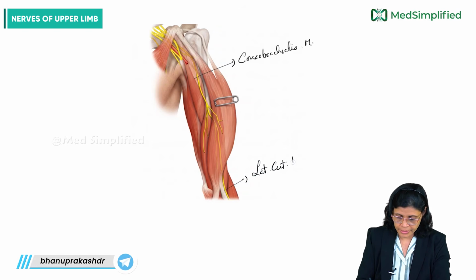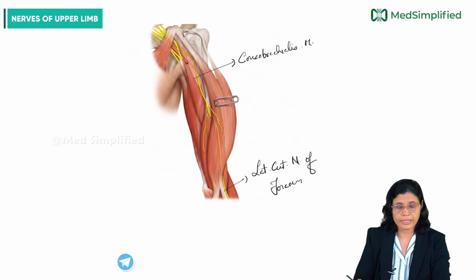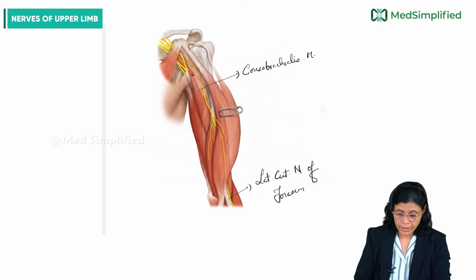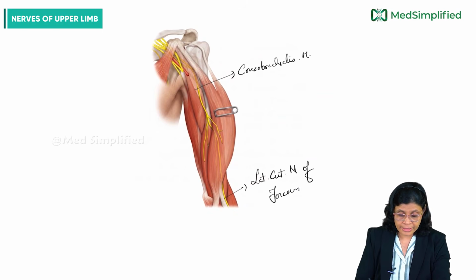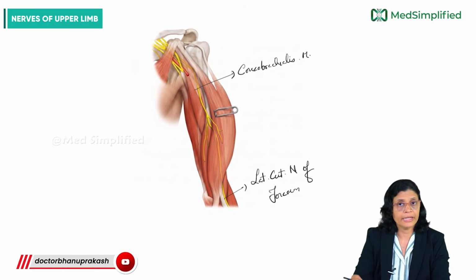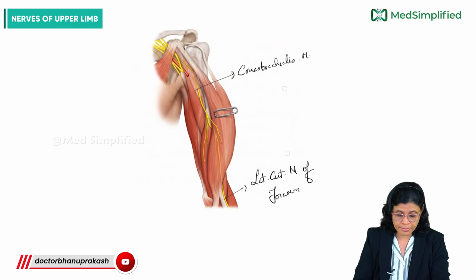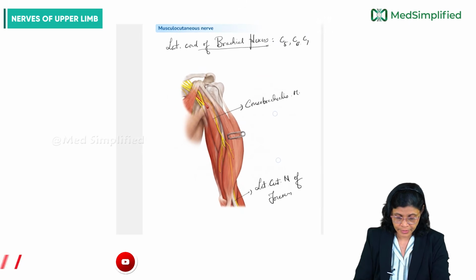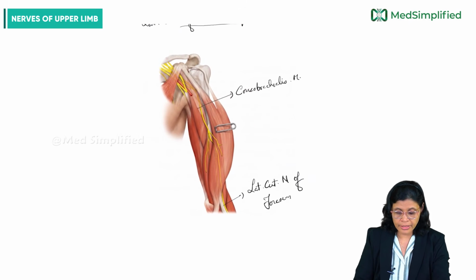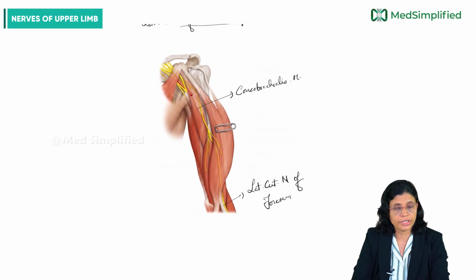The lateral cutaneous nerve of forearm supplies the front as well as the lateral aspect of the forearm. Since it is muscular, mainly in the anterior compartment of the arm, and becomes cutaneous in the forearm, we call it the musculocutaneous nerve. So what happens in injury of this nerve?